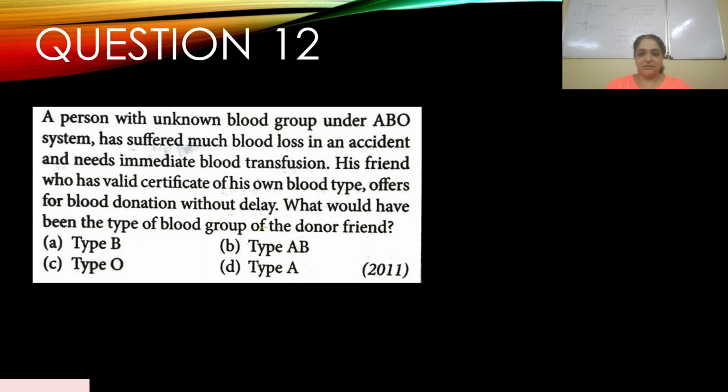Okay, this appeared in 2011. So if the friend is donating blood, that means it has to be a universal donor, right? So it has to be type O. Answer should have been C. Correct answer should be C.